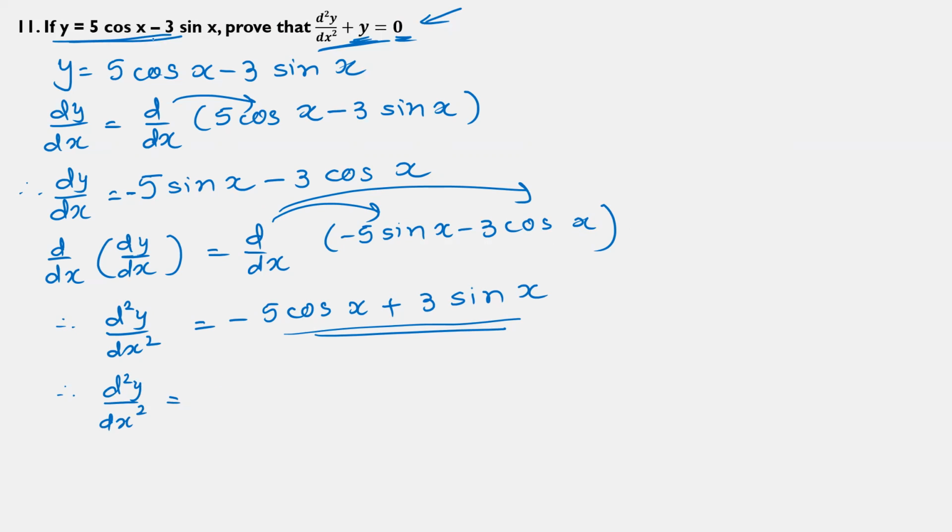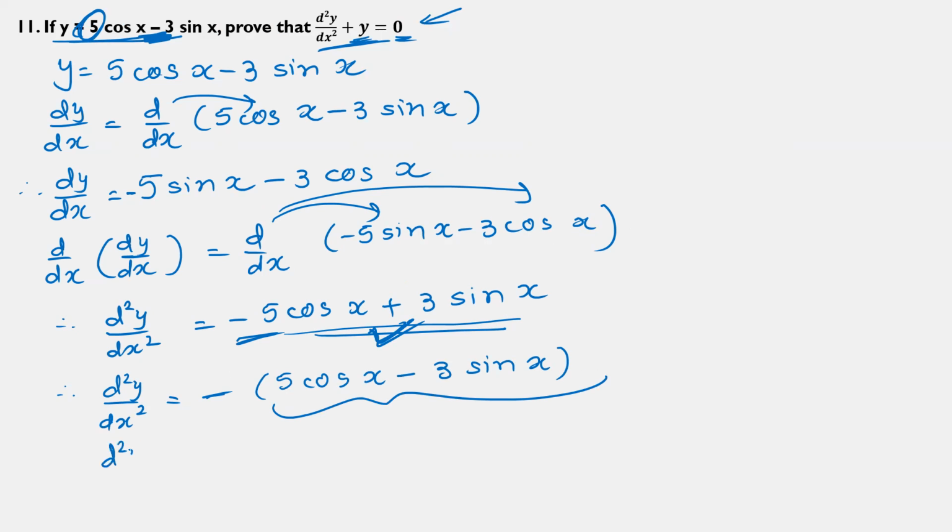Suppose you take here, it's just here it is minus and we have plus here. And here 5 is plus and here we have minus. So what do I do? I take minus common, and the sign is changed. Now this is nothing but your given y. And that only needed to be proved, no?